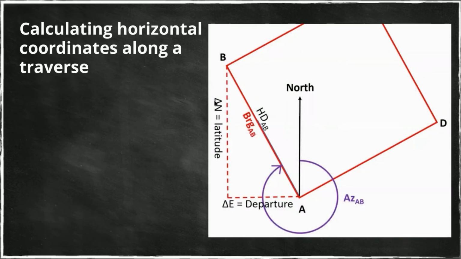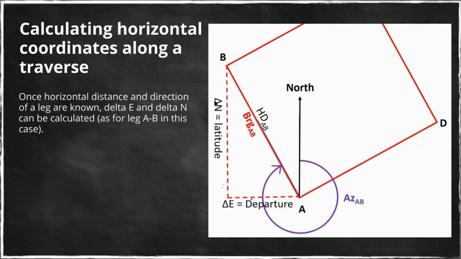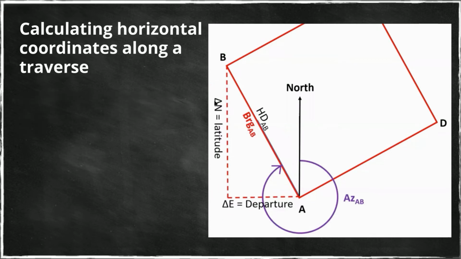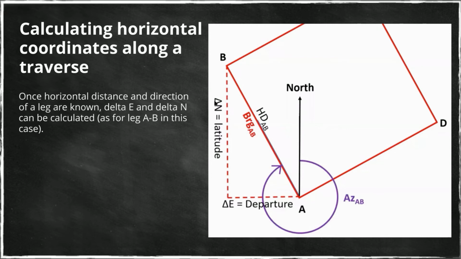There is something that is called departure or latitude. Departure is the difference in x between 2 points on a line. And latitude is the difference in y between 2 points in the line. So this would be delta northing and delta easting, or delta x and delta y. These two quantities depend on the horizontal distance of the leg and its direction. In this case, this leg goes from A to B. It does not go from B to A for this purpose.